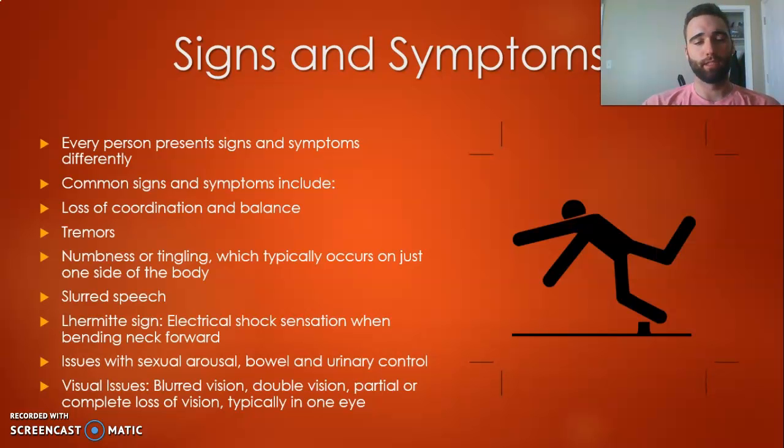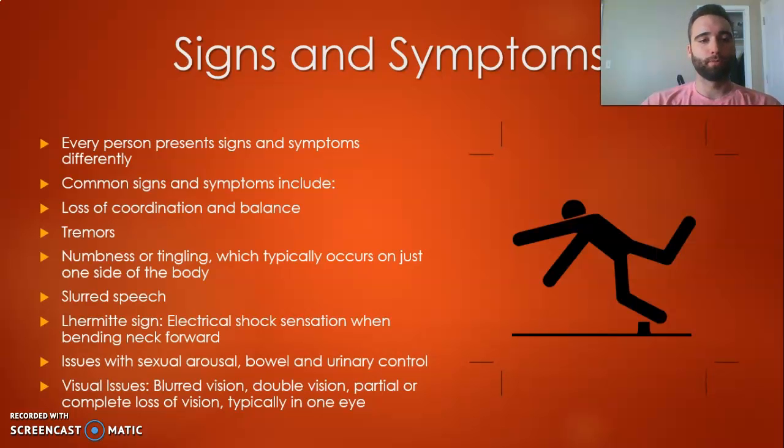You're going to have tremors, numbness, and tingling, which typically occurs on just one side of the body in the appendages, so either a leg, an arm, or both are going to have numbness and tingling. It's going to feel like peripheral neuropathy. You're going to have slurred speech, difficulty speaking, and difficulty swallowing.